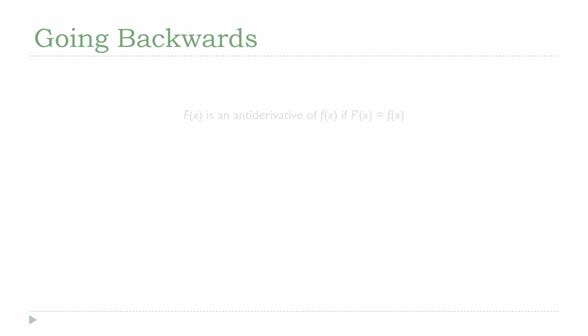Now, there's a name for this. The technical term for what we're looking for here is the antiderivative, which we're going to represent with a capital letter F. So cap F of x is an antiderivative of f if and only if F prime of x equals f of x. In other words, cap F is the derivative of f of x.